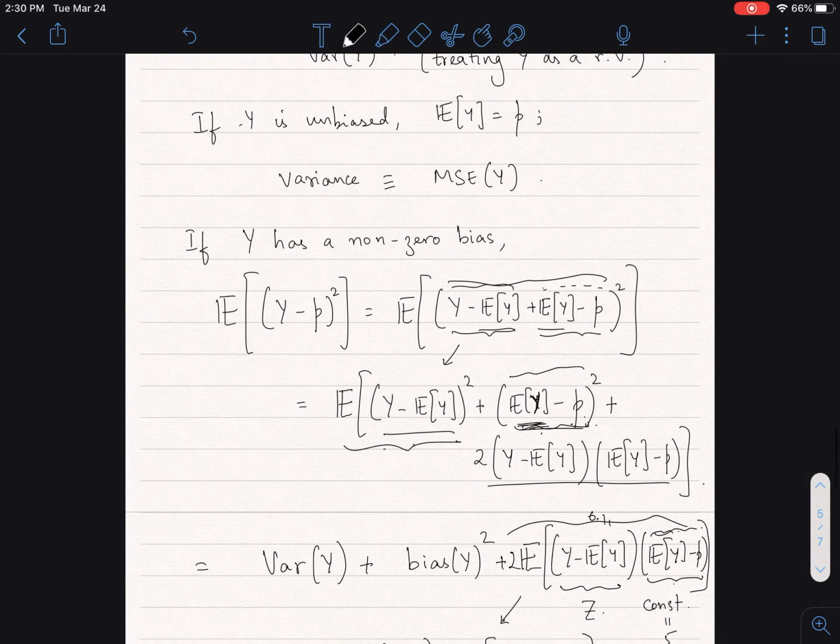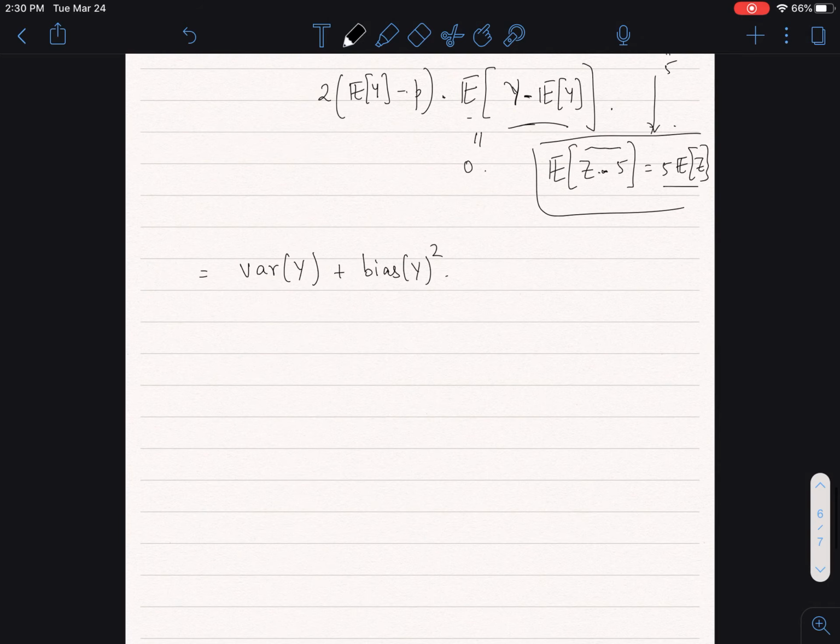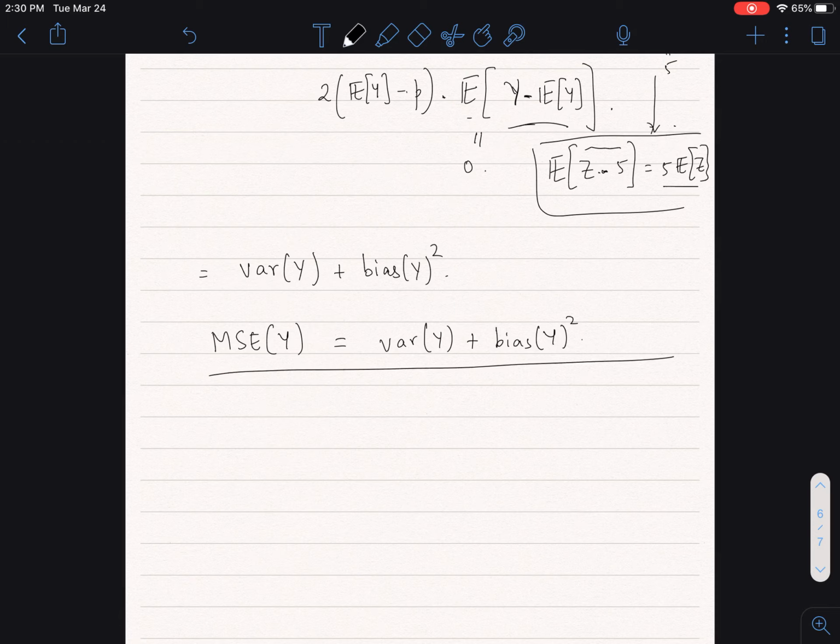So the mean squared error of some estimate y, some estimator y, is basically the variance of y plus the bias of y squared. Okay, so this is a simple property that the mean squared error satisfies.